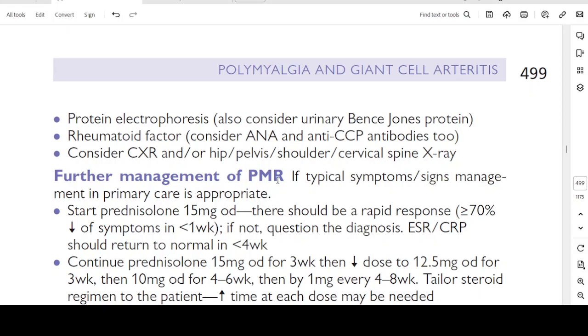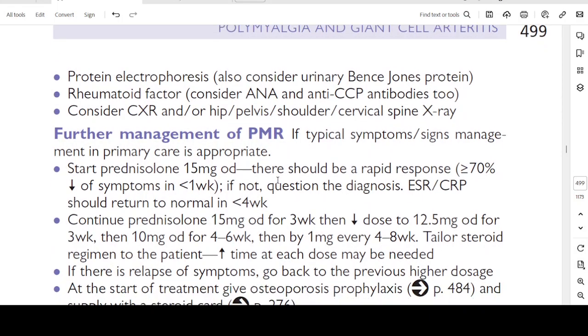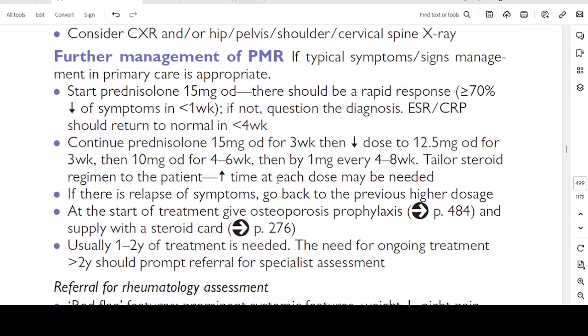Further management of PMR. If typical symptoms or signs, management in primary care is appropriate. Start prednisolone 15 milligrams OD. There should be a rapid response: more than 70% of the symptoms decrease in less than 1 week. If not, question the diagnosis. ESR and CRP should return to normal in less than 4 weeks.